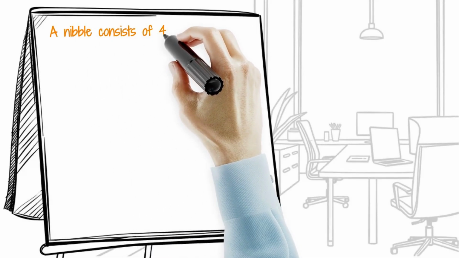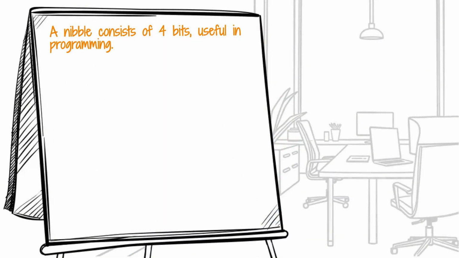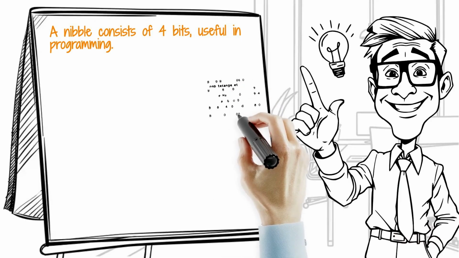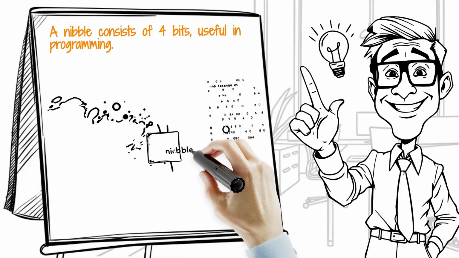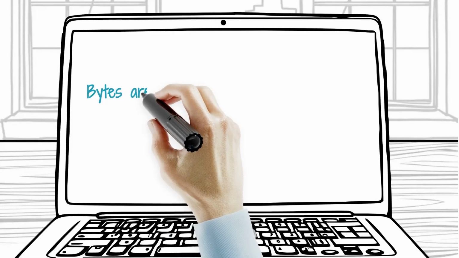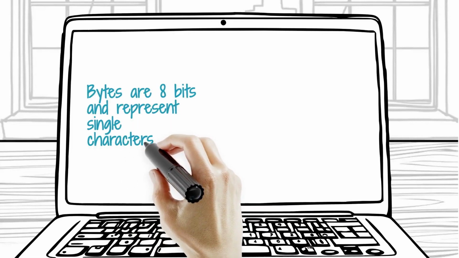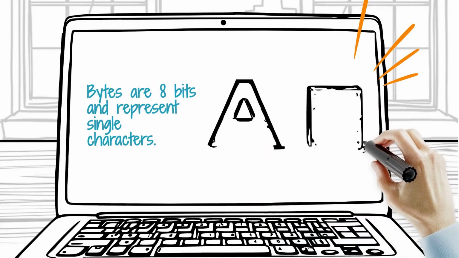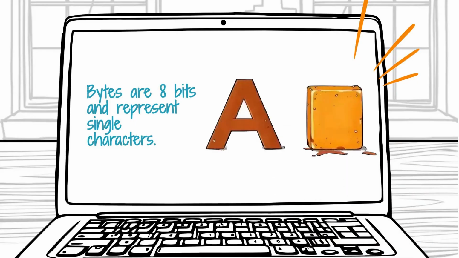Nibble. A nibble consists of 4 bits. It's not commonly used in everyday computing, but it's helpful in understanding how data is grouped at a low level, especially in programming and hardware design. Byte. A byte is made up of 8 bits. This is one of the most important units because it typically represents a single character, like a letter or number. For example, the letter A takes up 1 byte of storage.